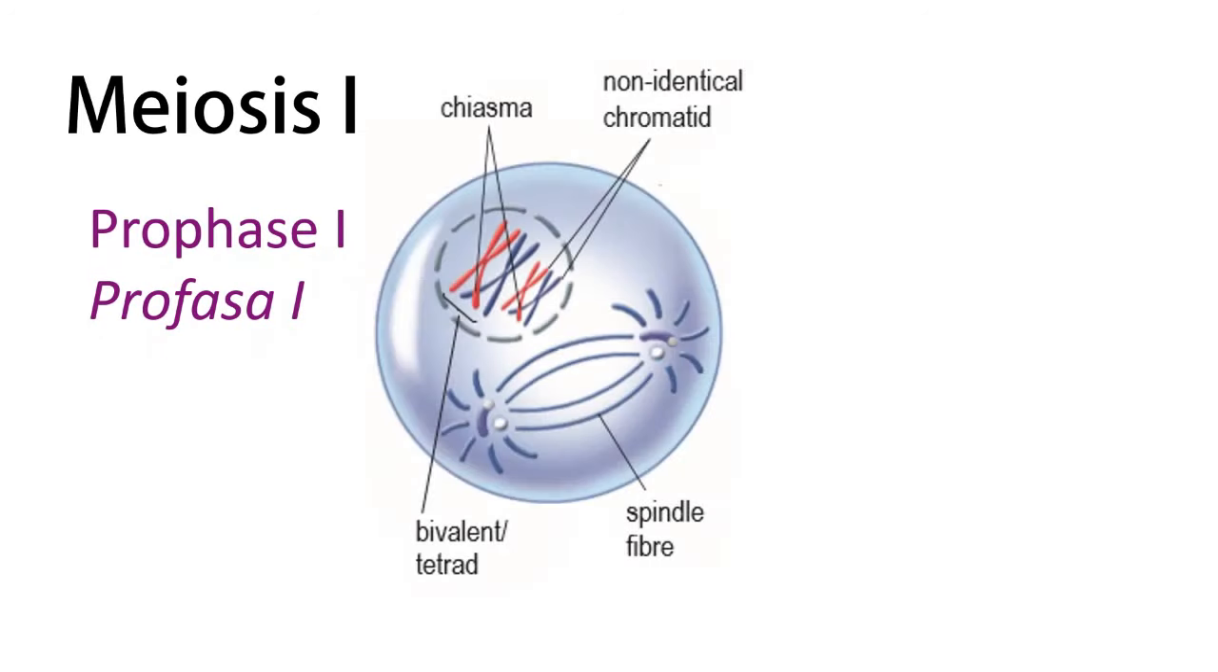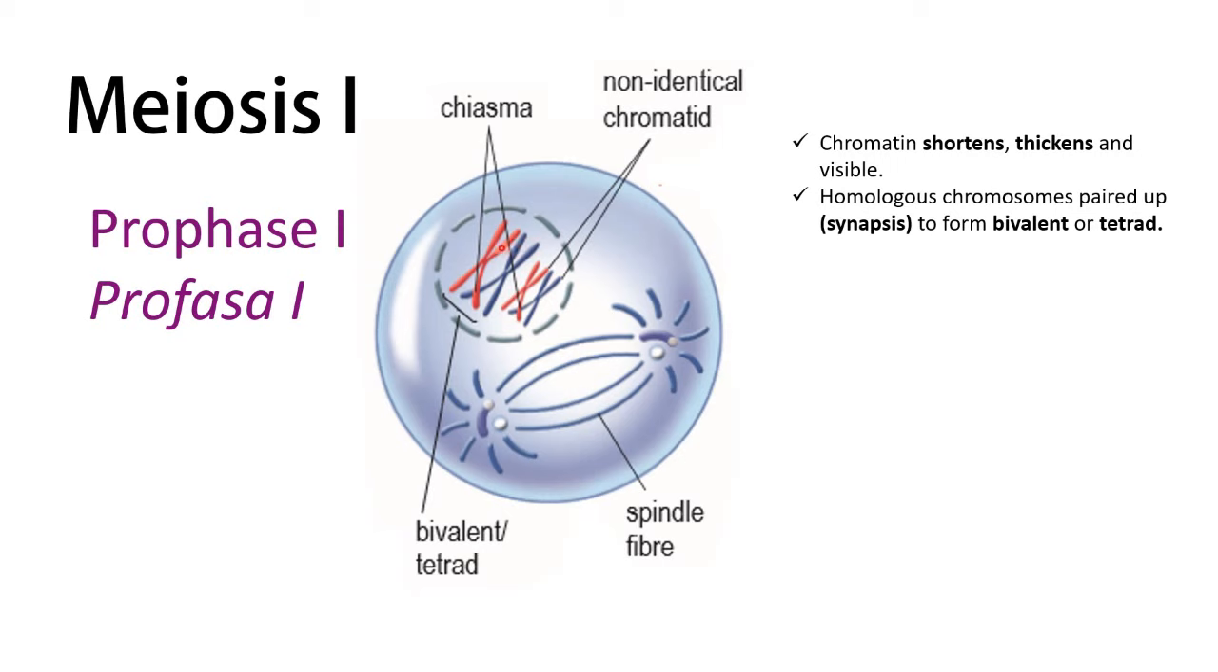We begin with meiosis 1. The first phase of meiosis 1 is prophase 1. This is the diagram to show the cell in the condition of prophase 1. As you can see here, the chromatin shortens and thickens. The shortening and thickening make the chromosomes become visible under the light microscope.